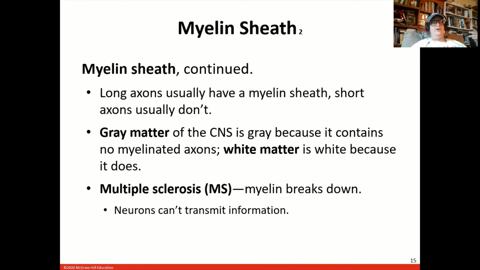Those are things that we see on long axons. Short ones don't have them. Gray matter in the central nervous system is gray because it doesn't have myelinated axons. White matter is white because it does, and has lots of them. Multiple sclerosis, the name means many scars, is a disease that attacks the myelin sheath. If you strip all the insulation off a wire, you're going to have trouble using that wire. Same deal. If you strip all of the myelin off of this long axon, you're going to have trouble sending signals down it.